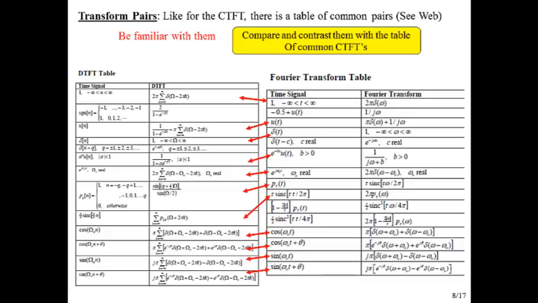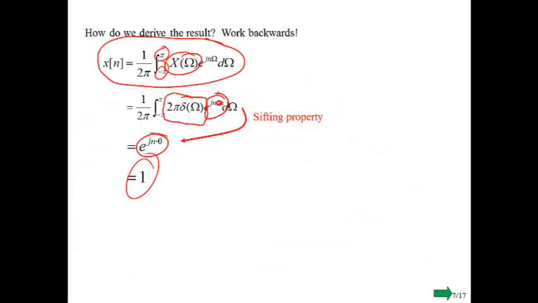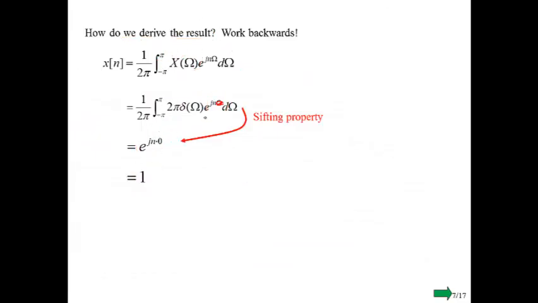So that tells us how to derive that result. But the more important thing is to remember that a constant discrete time signal transforms over into a delta function at the origin.